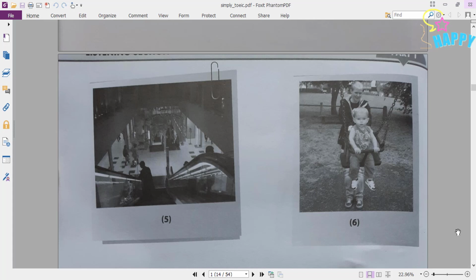Number 6. Look at the picture marked number 6 in your test book. A. The people are in the park. B. The woman is sitting down. C. The child is standing on the swing. D. The woman is in front of the child.